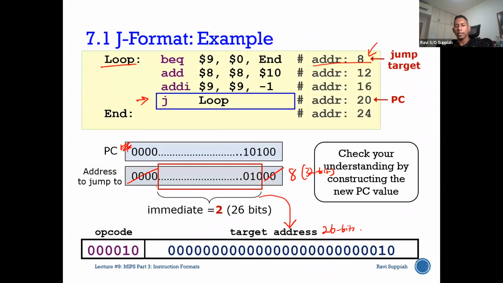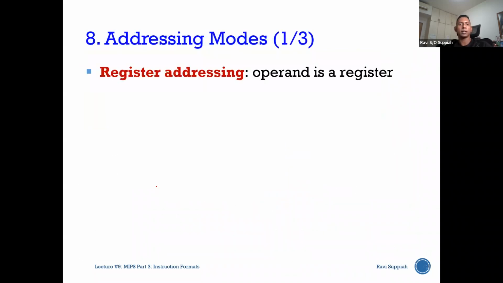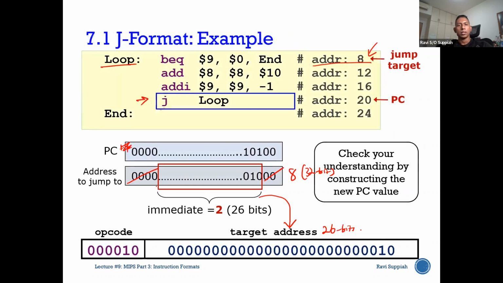So that sort of gives us a good overview of the different addressing modes, or the different formats. So far, any questions that anybody has before I review the different addressing modes? Okay, so let me do this summary here.